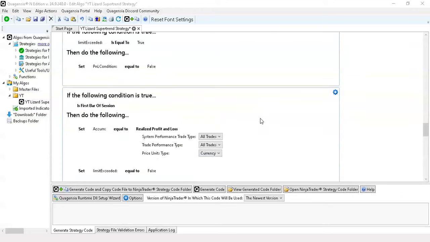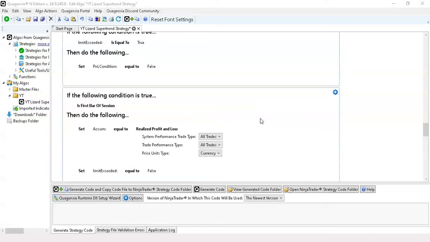So if we make $50 or lose 30, the red flag, which is the limit exceeded, goes up, and the green flag, which is the profit and loss condition, goes down. When this happens, it's like a signal telling us, hey, time to stop trading for the day. All right, so that's that in a nutshell.